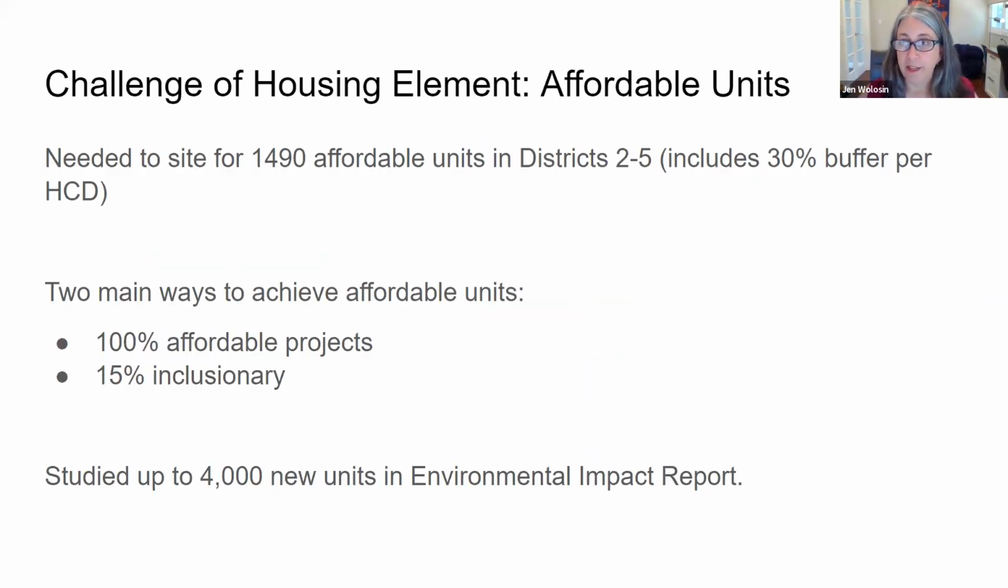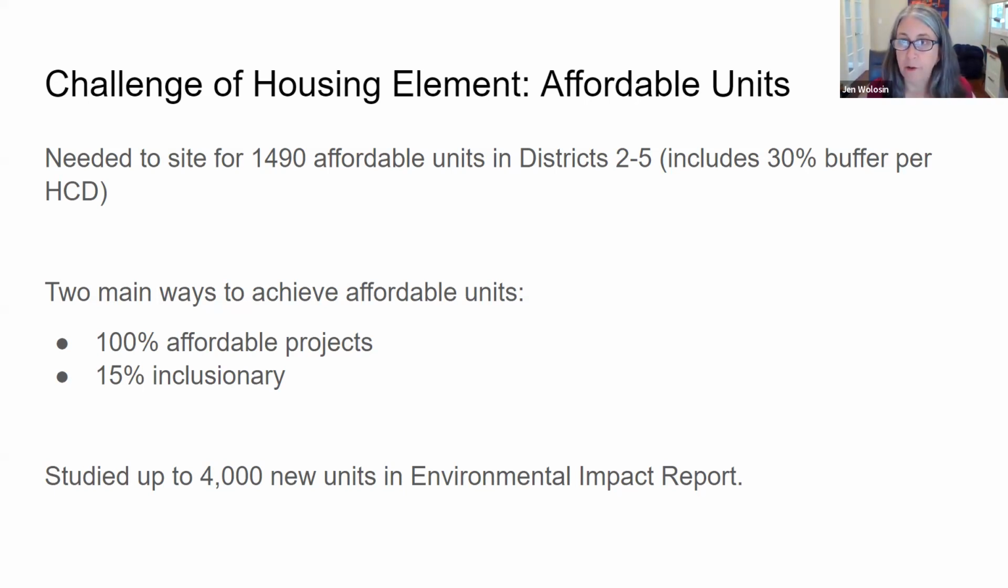So one of the big themes, if you've been following along with our housing element, is really the need for affordable units. So the number of units that the city is required to site for is broken down by income categories. And there's a huge emphasis on affordable units, especially in districts 2 through 5, because we've already sited, through our projects that are under development, quite a bit of affordable units in District 1. So we have a need to site for almost 1,500 affordable units in districts 2 through 5.